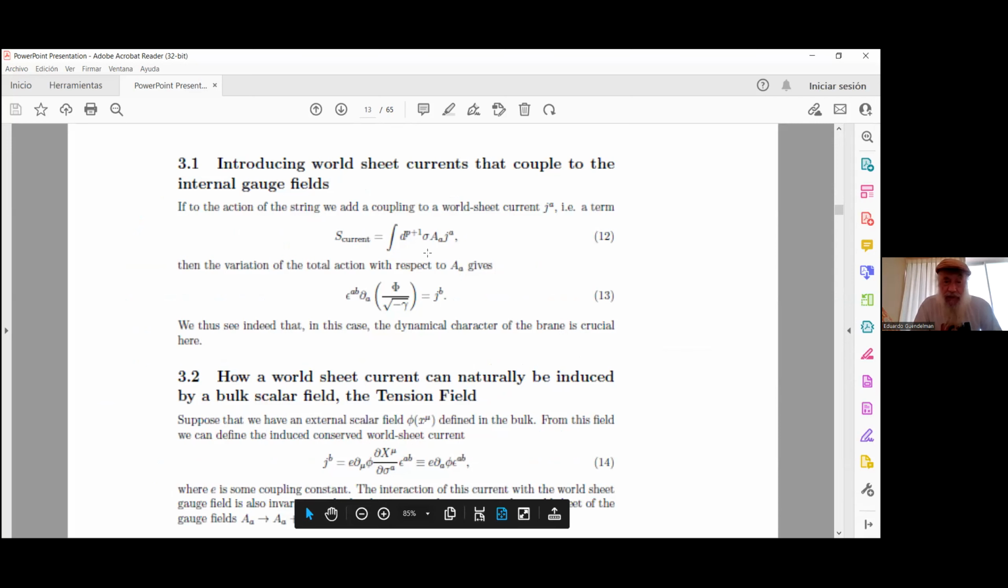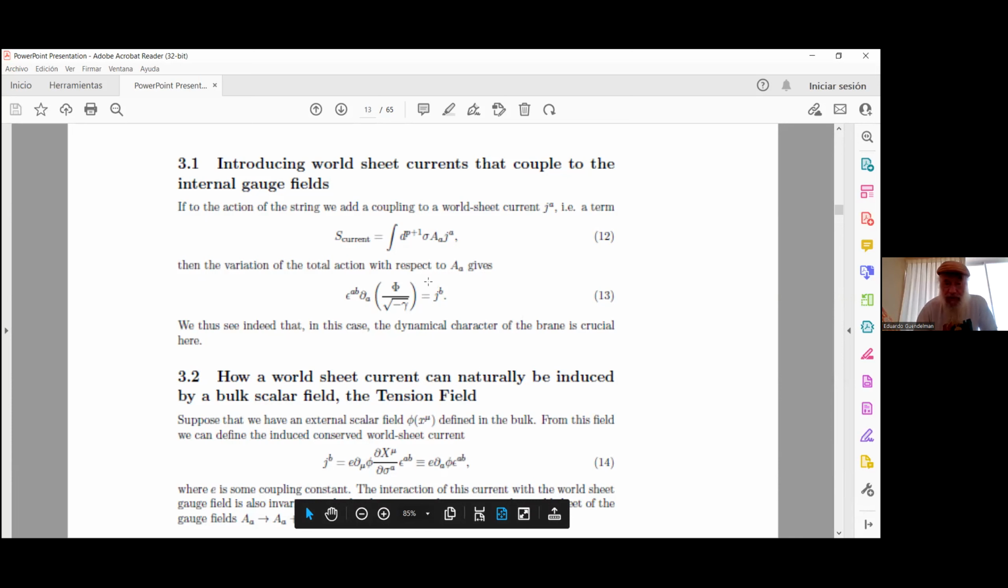And you can start by putting a coupling, the field A coupled to a source. Then the tension will not be a constant because the equation now is changing to this, right? This source here. How do you derive a nice source? You put the background field, which is a bulk field that we call the tension field. And this field phi mu induces a current, right? You have the derivative of the current and you project it onto the worksheet, right?